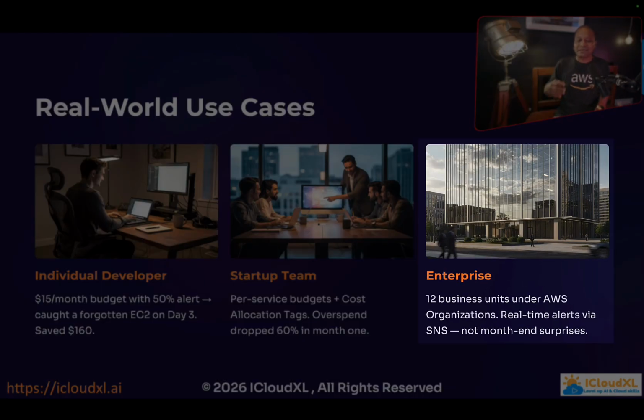And the third one is the enterprise use case. Let's say you have 12 business units under an AWS organization, which is nothing but a setup of multiple accounts, and real-time alerts via SNS are really going to help you, not month-end surprises, right? So you want every day or every week alert for the budget. So you can send alerts for the budget reports, or you can send alerts for the budget itself.